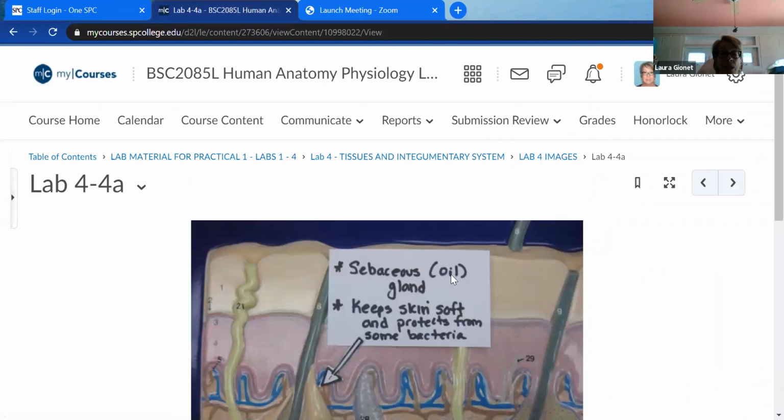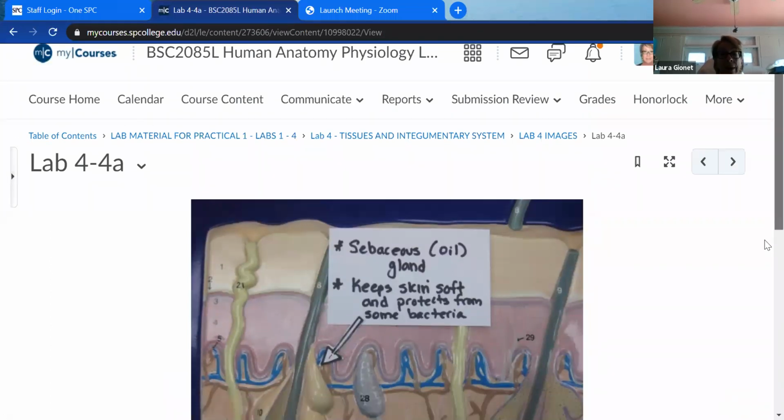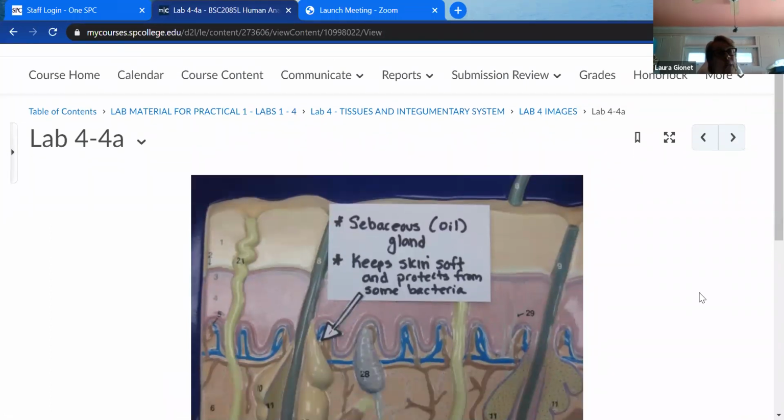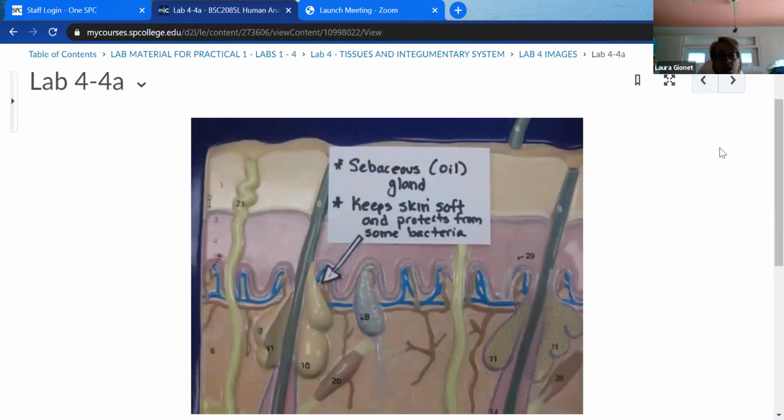So that is pointing to the gland. That is a sebaceous gland or an oil gland. What does it function to do? It secretes a substance that is an antimicrobial, helps protect from bacteria, and helps moisten the skin. The functions I provided for you, something along those lines, it's fine.